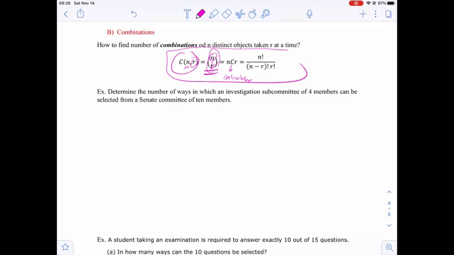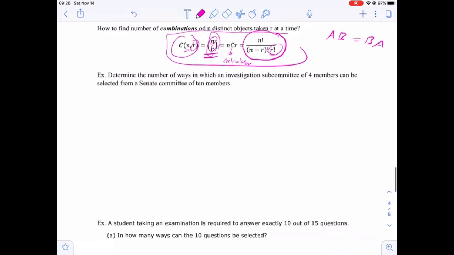And in this case, we have a similar formula, but we divide by r factorial. We multiply by r factorial in the denominator because we want to exclude the repetition. The AB here is the same as BA, so we don't want to write them twice. That's why we multiply by r factorial. So this is very similar to the previous formula, but we multiply the denominator by r factorial, which means we divide the whole expression by r factorial.